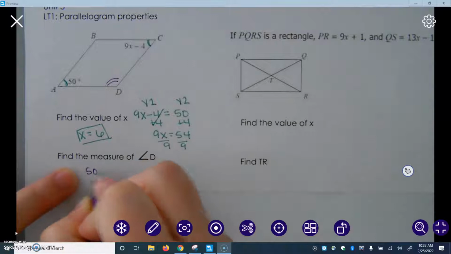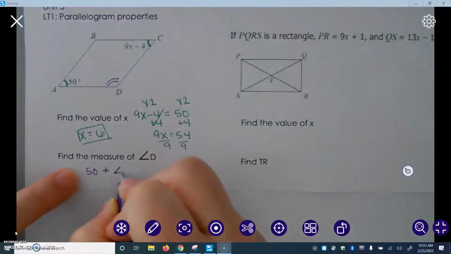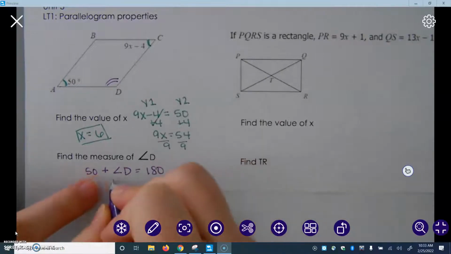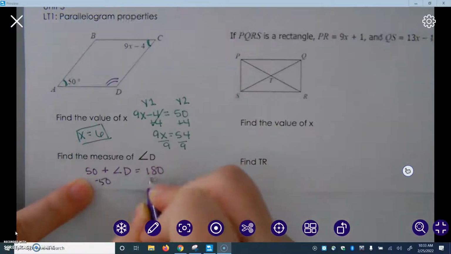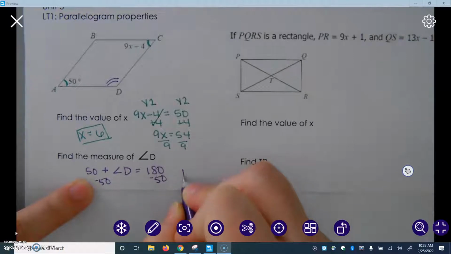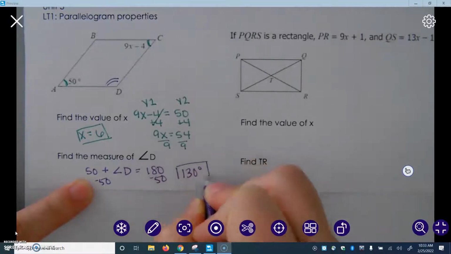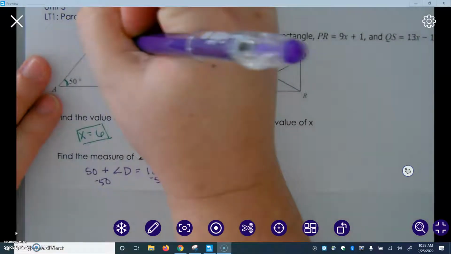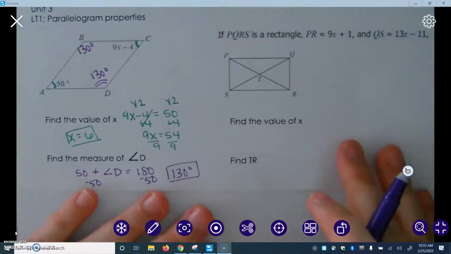So 50 plus whatever angle D is has to add up to 180. So I'm just going to do 180 minus 50. 180 minus 50 is 130. So D is 130 degrees and B is 130 degrees.